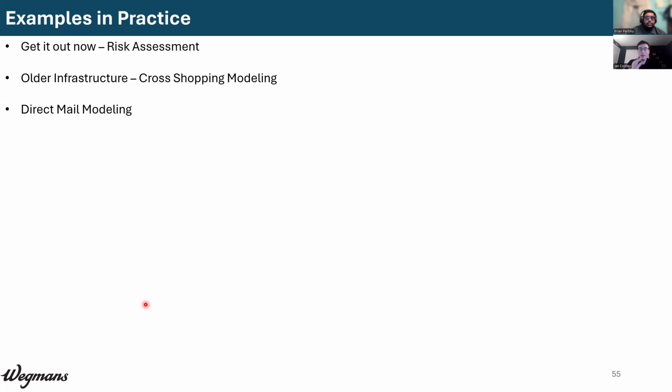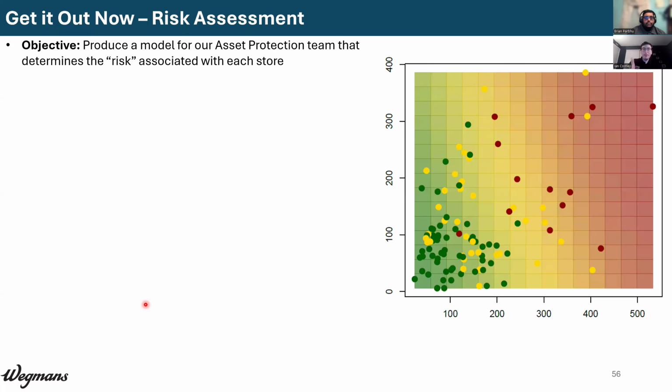The kind of project I'm going to say we're using for this is a risk assessment project. So the objective for this one is to produce a model for our asset protection folks. So that's our team that monitors the safety of the stores, right? That determines a risk associated with each store, right? And this is a counterfactual graph from one of them. I'll dig into that. Obviously, I can't show what the numbers mean, but it's a nice visual. It lets you understand that we're concerned with uncertainty.